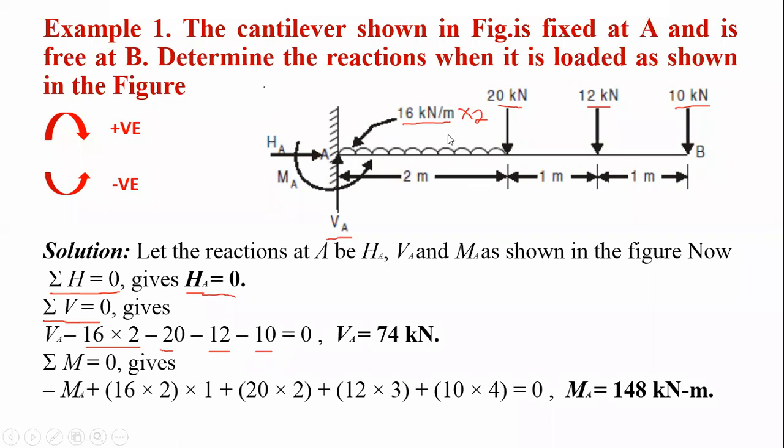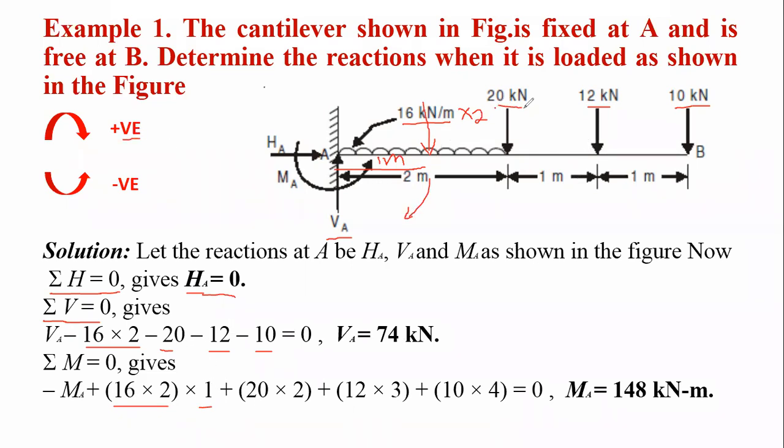Now due to this UDL, the force which is developing as a point load is located at the CG of that particular length. It means that it is located at 1 meter from the support A. That's why the moment which is developed due to this UDL, the load intensity is 16 into 2, the perpendicular distance is 1, and it makes a clockwise moment about point A. That's why we are taking it as positive.